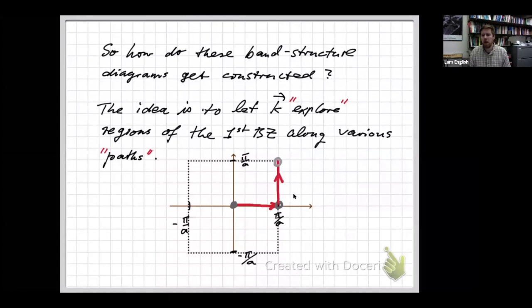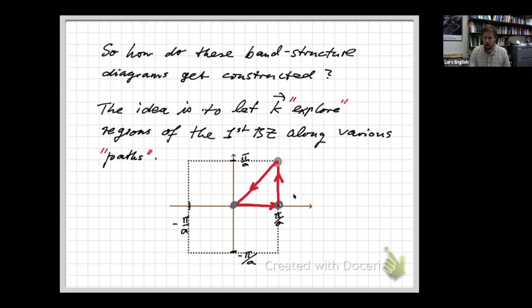And then we could say, all right, we're not done yet exploring. Let's go up until we reach that corner, the corner of the first Brillouin zone. And why don't we make our way back to the origin along a diagonal path, okay?